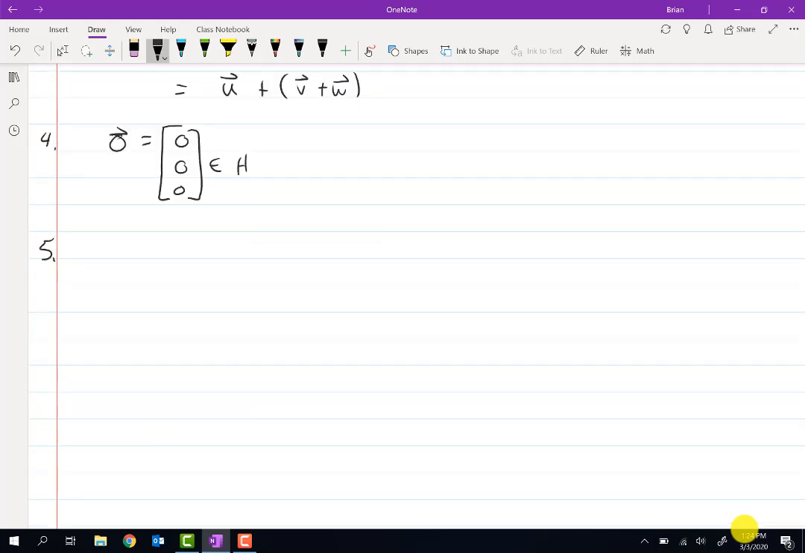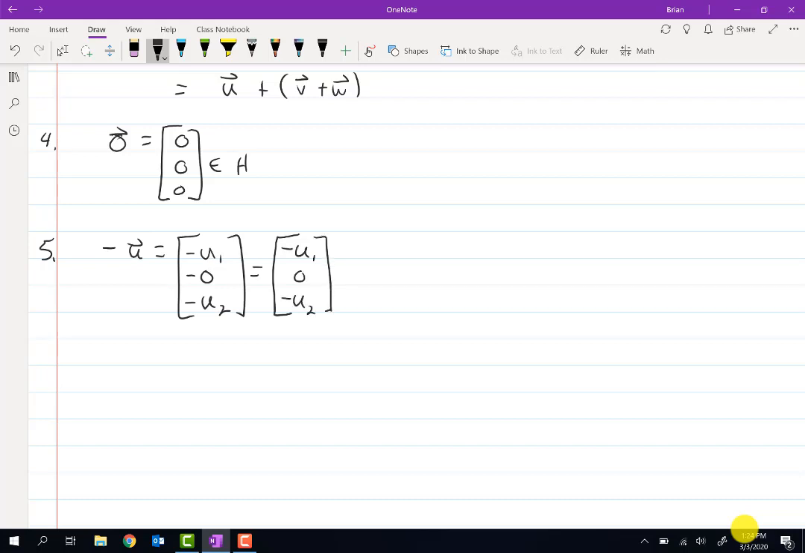For number 5, negative U, that's where we make each of the components a negative. Well, negative 0 is still 0. And that is in H, because if U1 is a real number, negative U1 is still a real number. So that one was easy to do.